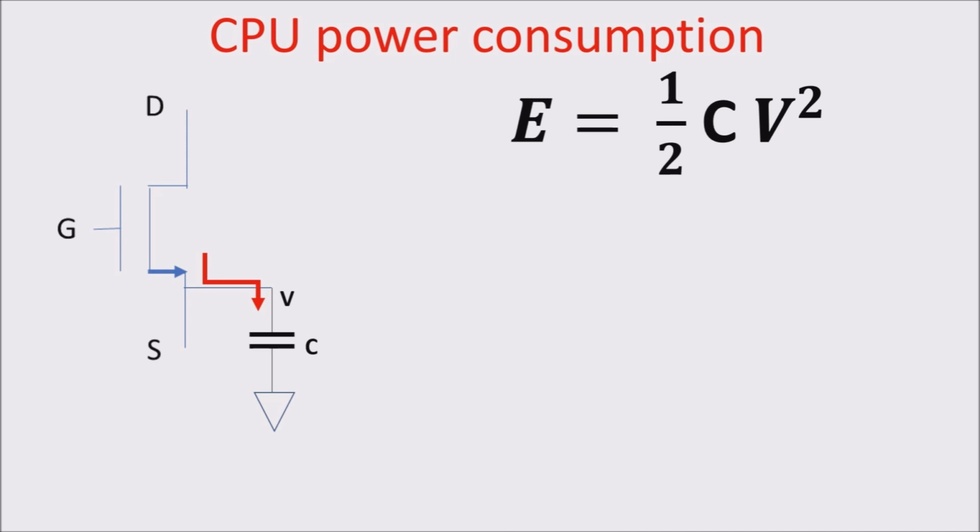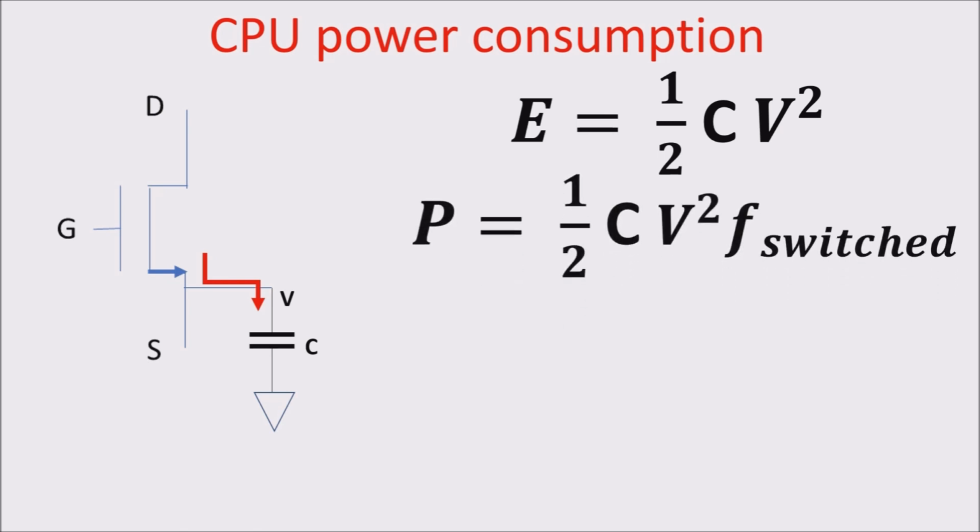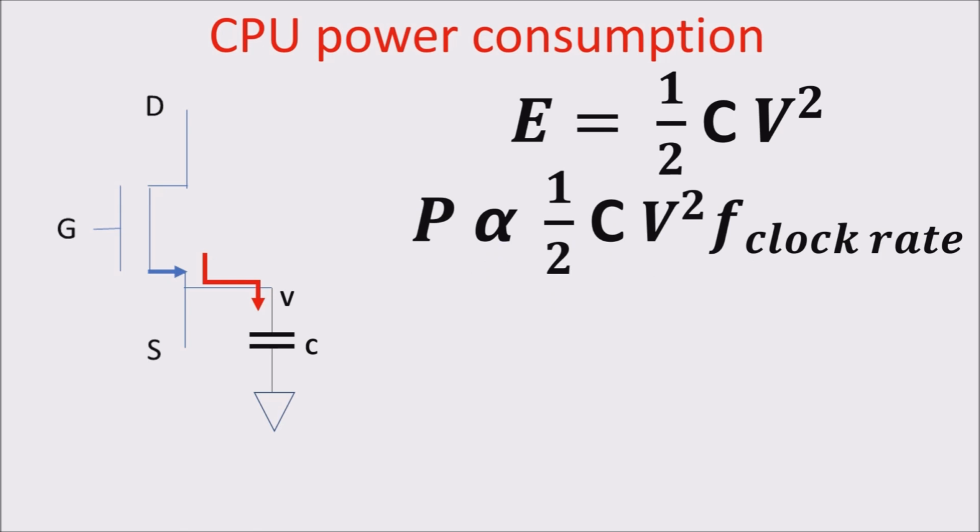This energy is consumed in the transition operation when the transistor switches from 0 to 1 and vice versa, so in every charging or discharging of the capacitance. If we imagine charging and discharging the capacitor continuously, the power is proportional to the switching frequency, or the number of times we switch the transistor on and off. Of course, in a CPU, the switching frequency is a function of the clock rate, so the power consumption is proportional to the clock rate.